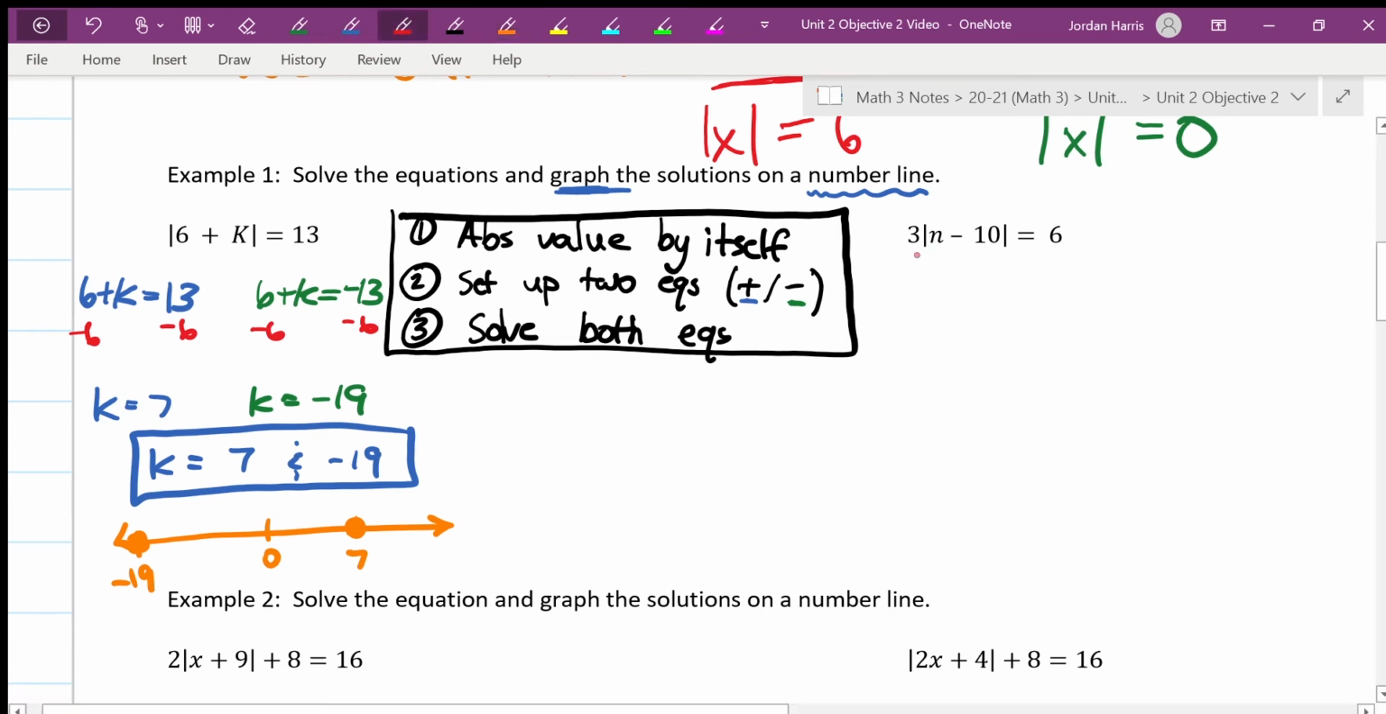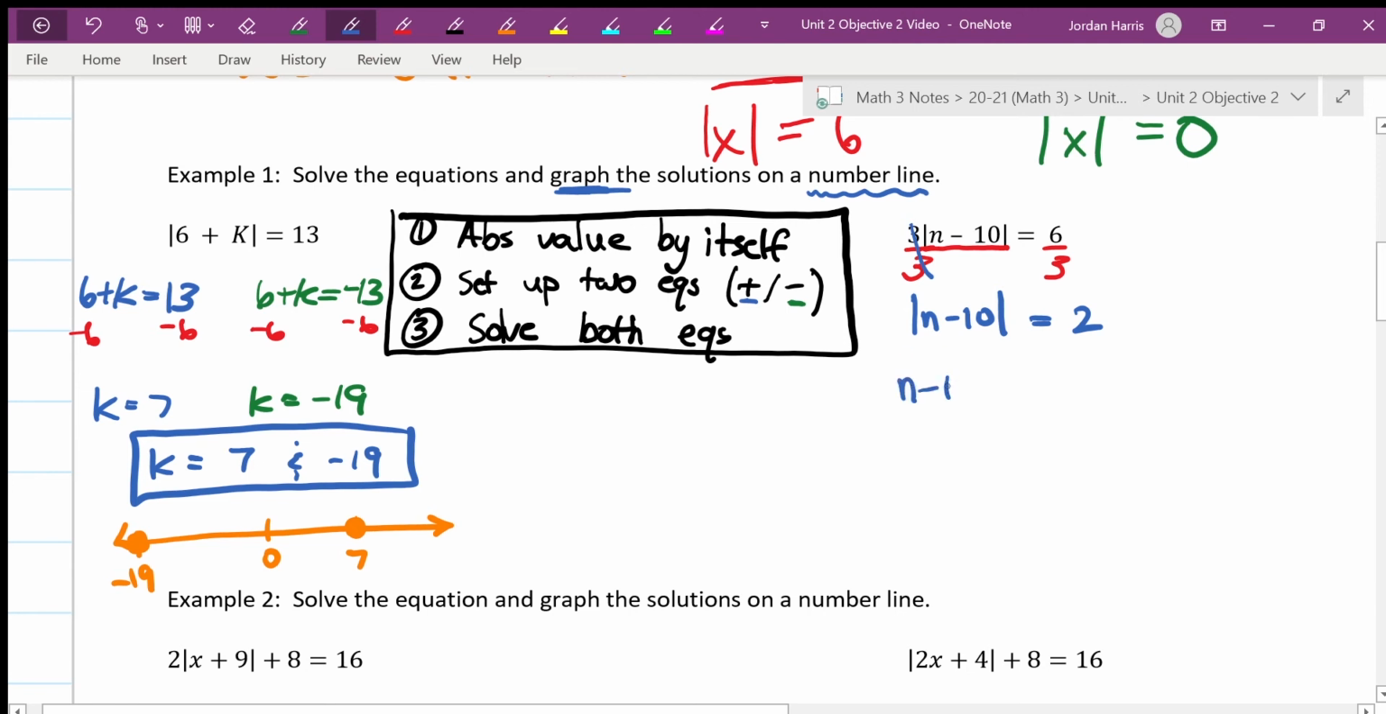This one has some steps to do. First, I need to divide both sides by 3, because I have to get the absolute value by itself first. All right, so the left side, 3 divided by 3 is 1. So that simplifies. The right side, 6 divided by 3 is 2. Now I have the thing in the absolute value bars by itself.